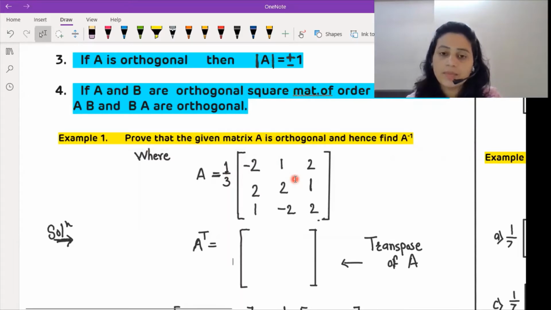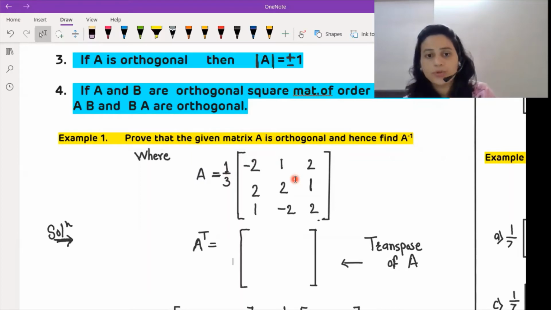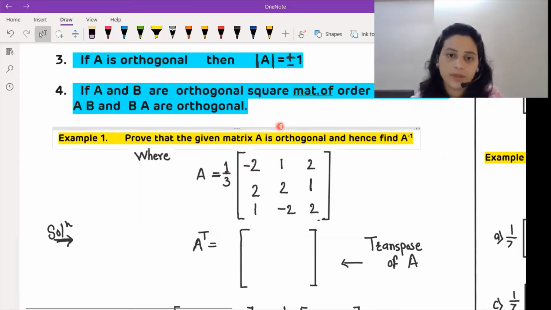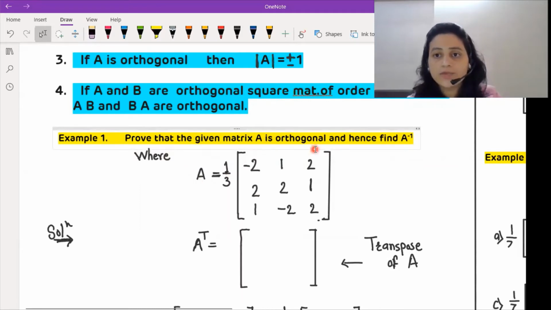Okay. This is the straightforward example. I am taking this example for the students who are pursuing engineering. And MCQ type of examples I am going to take after finishing this example. Okay, so let's start. A is an orthogonal matrix. This we have to prove.